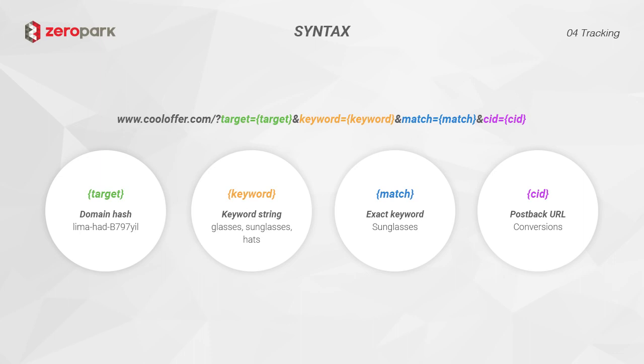We have target, which sends the domain hash. So these are the target IDs from our system. Keyword, which will send the keyword string. So all the keywords that are attached to the URL. This works for domain and for pop traffic. This is, for example, what you would get from a domain campaign. It sends glasses, sunglasses, hats, and match. The next token will send you the exact keyword from that group that got you the visit. So if you're targeting a domain, this may appear here. If you're targeting a URL, this may appear here in the keyword string.